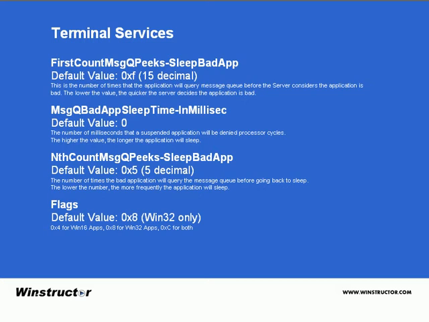The nth count message QPeaks value defines the number of times that a suspended application will query the message queue before going back to a suspended state. Now the lower the number, the more frequently our suspended application will go back to sleep. And finally we have the flags key.